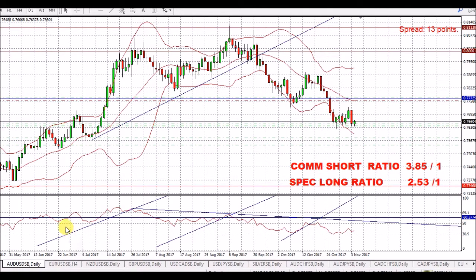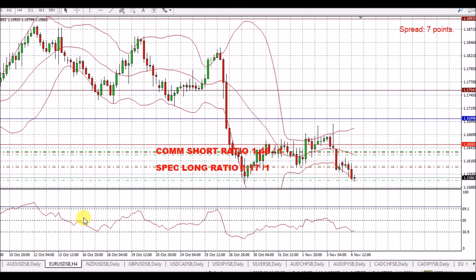Here we go. We'll start with the Australian dollar US dollar. We have a commercial short ratio reduced to 3.85 to 1. I still see a weakness in this pair, and we're down on support at the moment, and I'm looking for it to break through this support this week. So that's what I'm looking for on that.